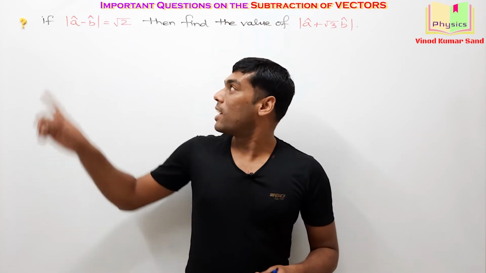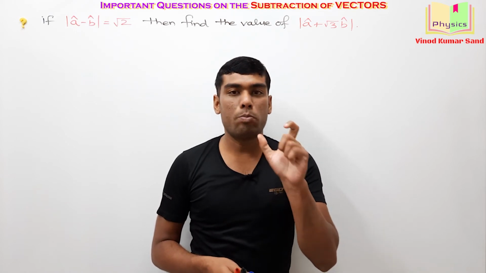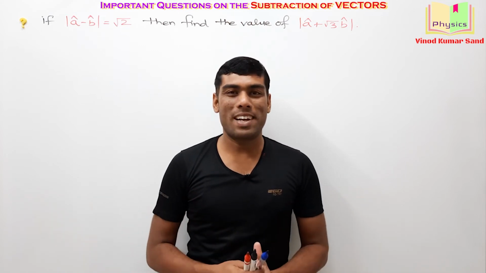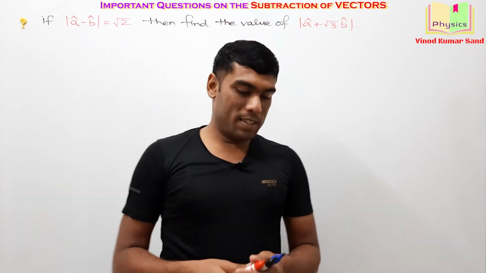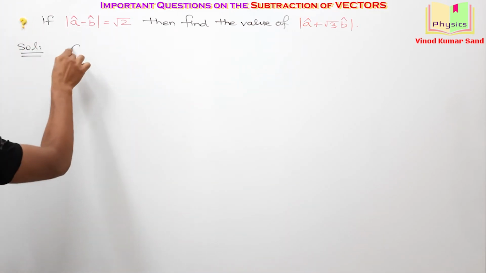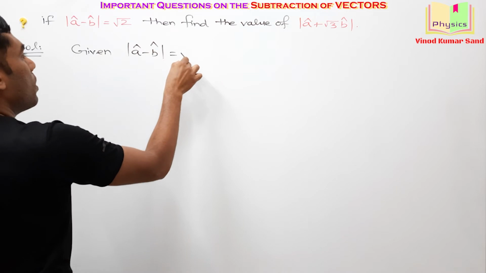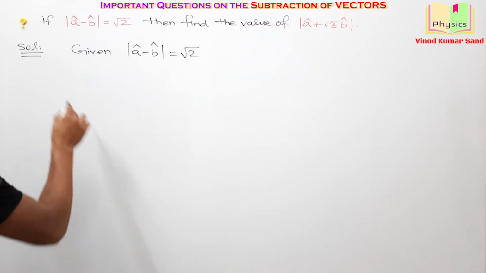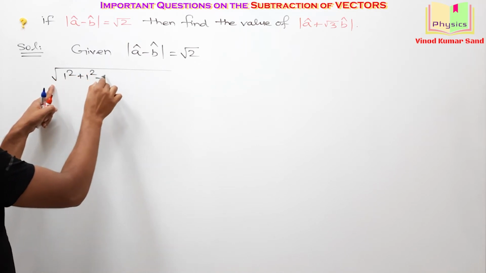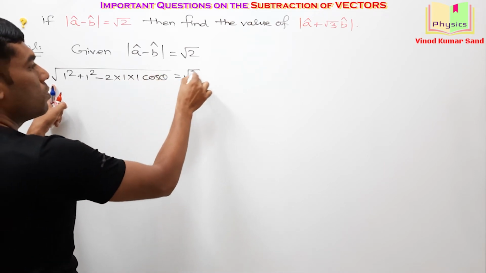It's a simple one. If mod of a cap minus b cap is equal to root 2, then we need to find the value of mod of a cap plus root 3 b cap. You can pause here and give it a try yourself. It's a simple one. I'm starting the solution here. We are given that mod of a cap minus b cap is equal to root 2. Mod of a cap minus b cap can be written as root of 1 square plus 1 square minus 2 into 1 into 1 cos theta is equal to root 2.